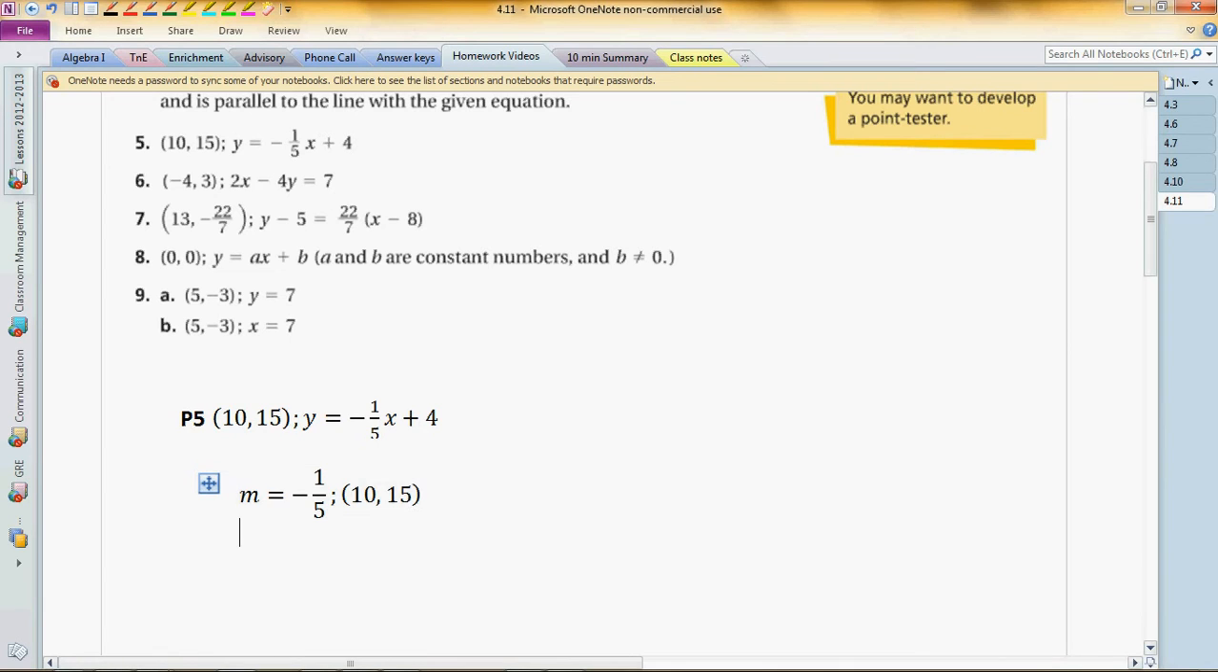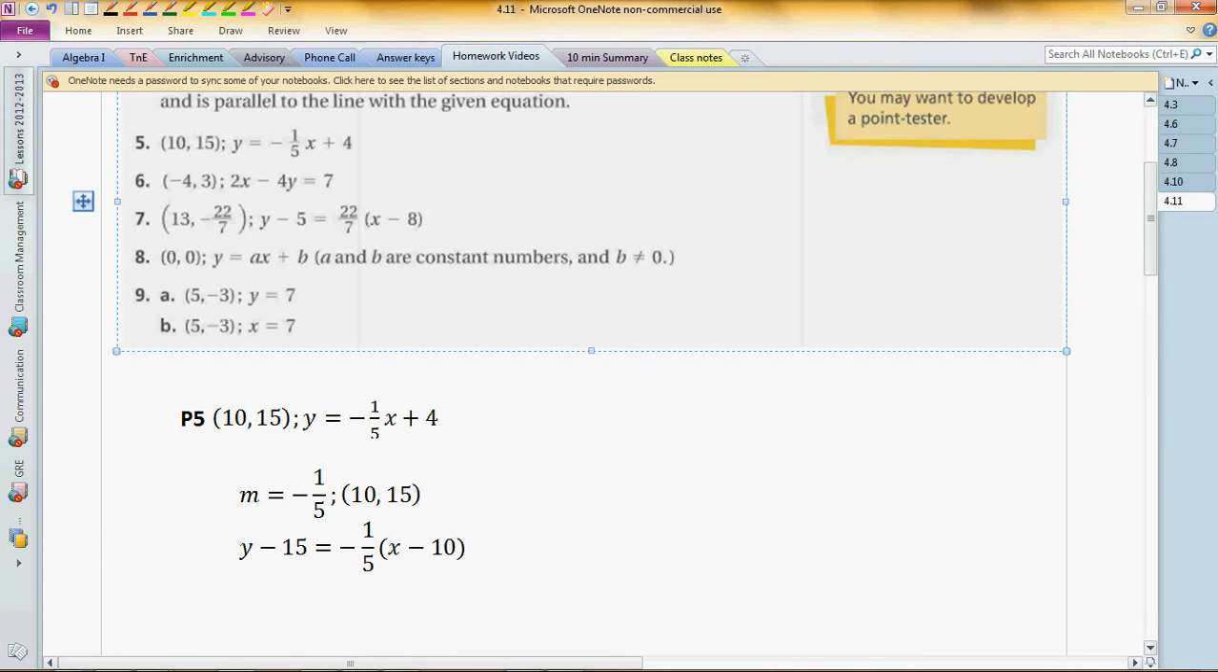So let's write an equation. We know how to write this equation. y minus 15 equals slope times x minus x value. Okay, so that's the answer for number 5. Number 6, 7, same problem.